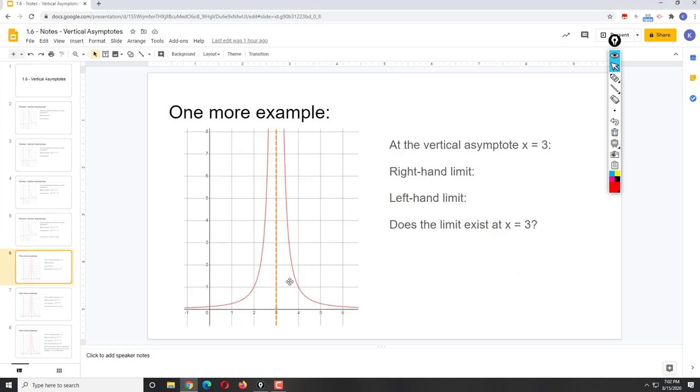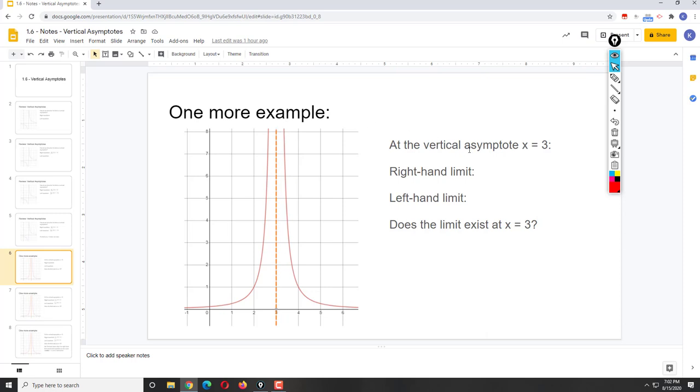Here we have a vertical asymptote at x equals 3. Some students might say, wait, x is horizontal, right? It's left-right. But x equals 3 is a vertical line, because x equals 3 means y could be anything, but x is always 3. That means the line is actually vertical.